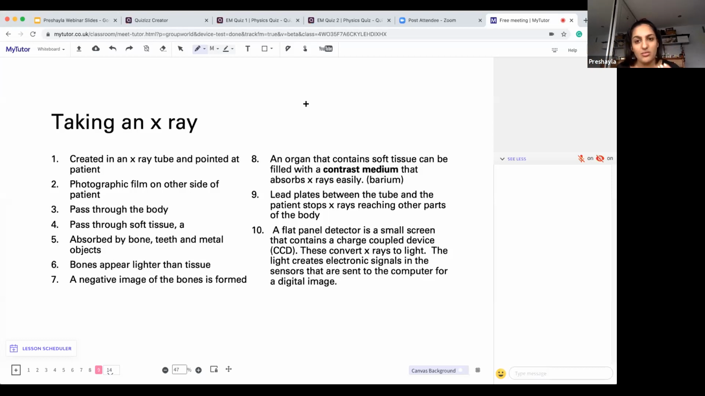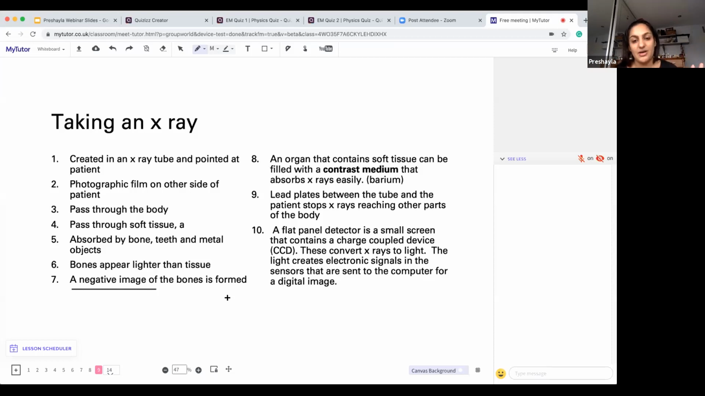So an X-ray is not really taking a picture of your bones. It's taking a picture of the tissue that surrounds your bones to show you where the bones are. And therefore, we call it a negative image. A negative image of the bones is formed. So, you know, in an X-ray, the background is black and the bones are white. Now, the bones are white because that is where the X-ray has been stopped. The X-ray has not been allowed to go through the bone, it's been absorbed by the bone. And that shows up as white on the photographic film.